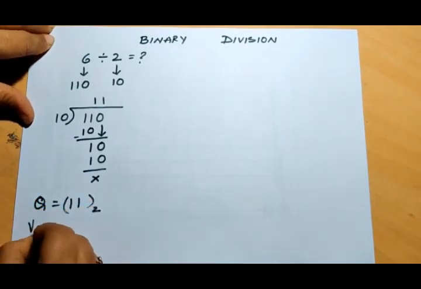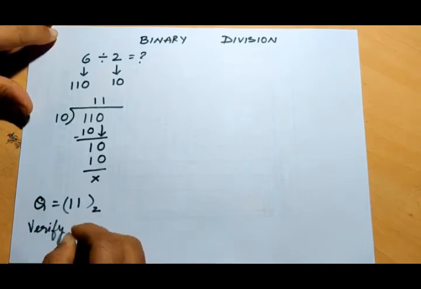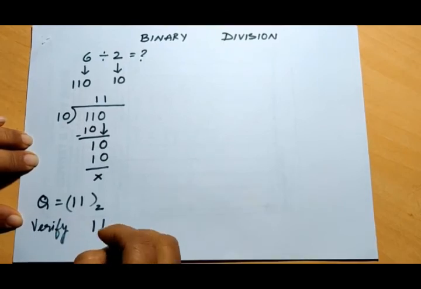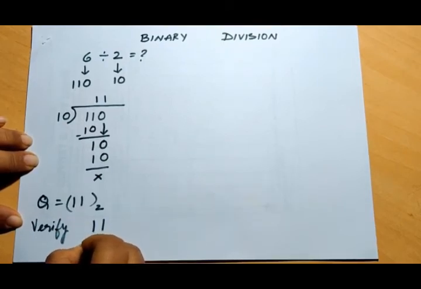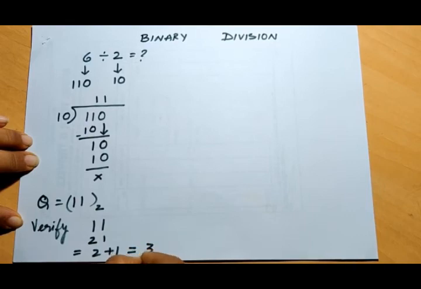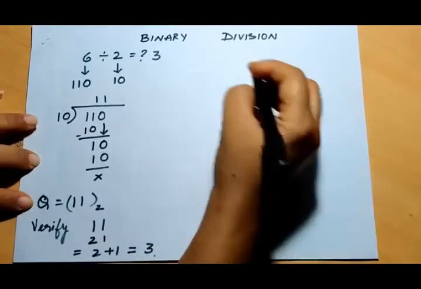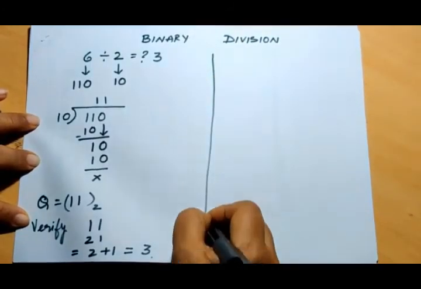Let's verify. 1 1 in base 2 is equivalent to multiplying the digits by the place values. This means 2 plus 1, which comes out to be 3, and that is the required answer in decimal. Let's take another example.